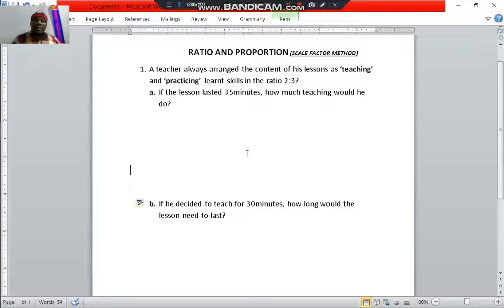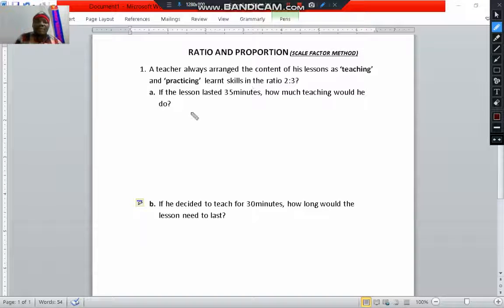Okay, guys, let's continue looking at the second example on ratio, specifically looking at how to calculate shared quantities using the scale factor. So we've got another question here which says a teacher always arranges the content of his lessons as teaching and practicing learned skills in the ratio 2 to 3. If the lesson lasted 35 minutes, how much teaching would he do?